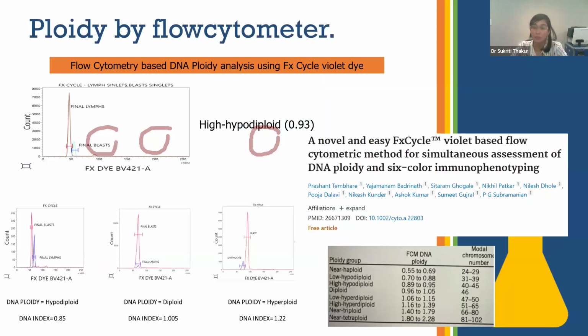And with the help of flow cytometry, using FxCycle Violet dye, we can tell on flow only whether the patient is diploid, hypodiploid, or hyperdiploid. And why is it important? Because it takes only and only 7 to 8 hours.